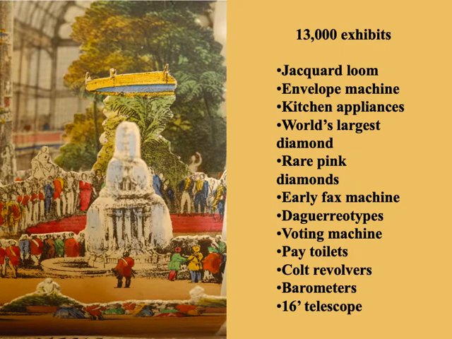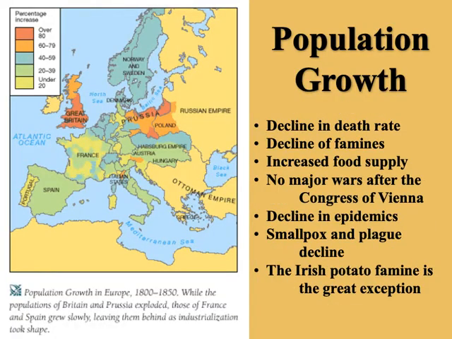Another significant consequence or response to industrialism is enormous population growth. This is when Europe, particularly, is still recovering its population from the Black Death of the 1300s. And what we see with this explosion of population in Europe is not an increase in the birth rate.